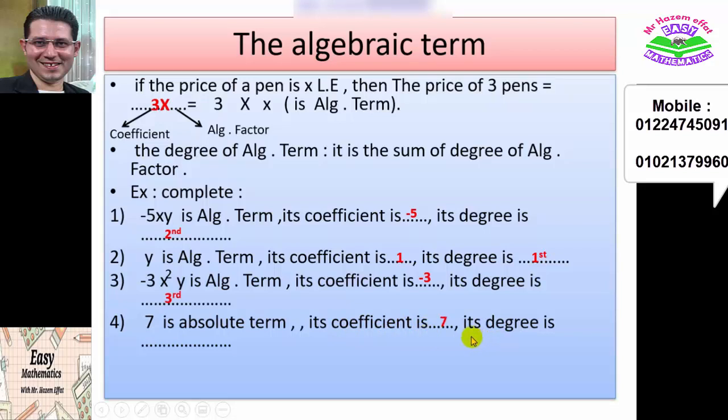But what about the degree of 7 here? Because we have here just the number, we don't have any symbol. So we can consider beside 7 any symbol raised to power 0. Because any symbol, for example x raised to power 0, y raised to power 0, is equal to 1. And 7 multiplied by 1 is the same number 7. So when we have any number, it's called an absolute term, and it is of the 0 degree, because we consider beside it any letter raised to power 0.